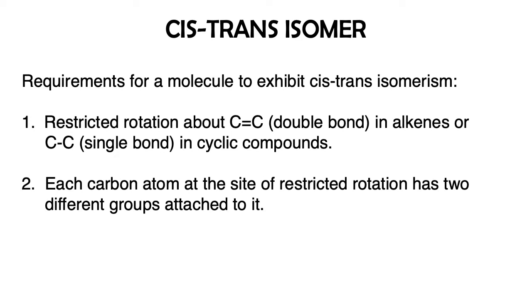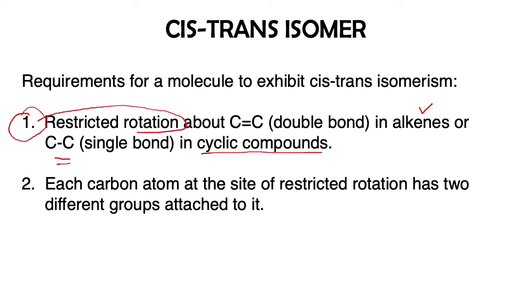Okay, untuk cis-trans isomer, bukan semua molekul di dunia ini can exhibit the cis-trans isomer. Bukan semua ada cis-trans isomer. Dia ada requirement tersendiri. So let's take a look at the requirement. Okay, number one, it must be a molecule that has restricted rotation around the C double bond C in alkenes. Okay, itu satu. Ataupun satu lagi, CC single bond in cyclic compound.